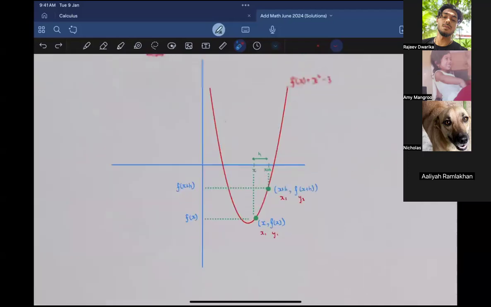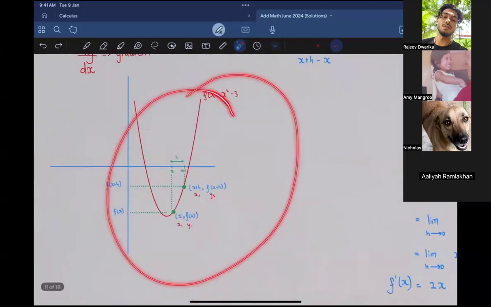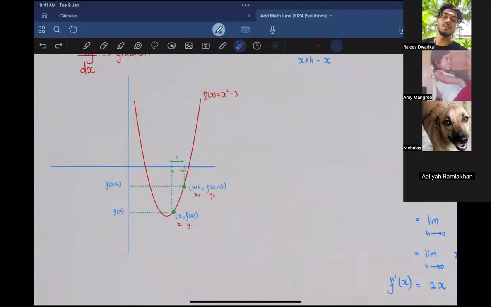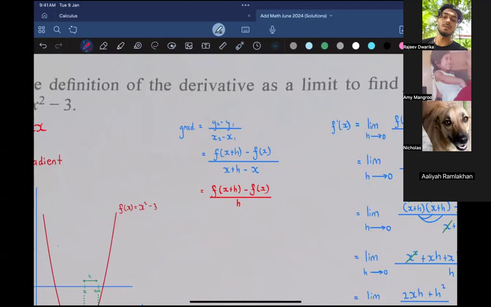You're going to plug that into the formula for gradient, and you're going to end up with this. At this level, I show you the concept, so I could come up with it in the exam if I forget, but I just had to memorize this: f of x plus h minus f of x all over x plus h minus x. Or all I could just remember is f of x plus h minus f of x all over h, right? And you're going to find the limit of that.